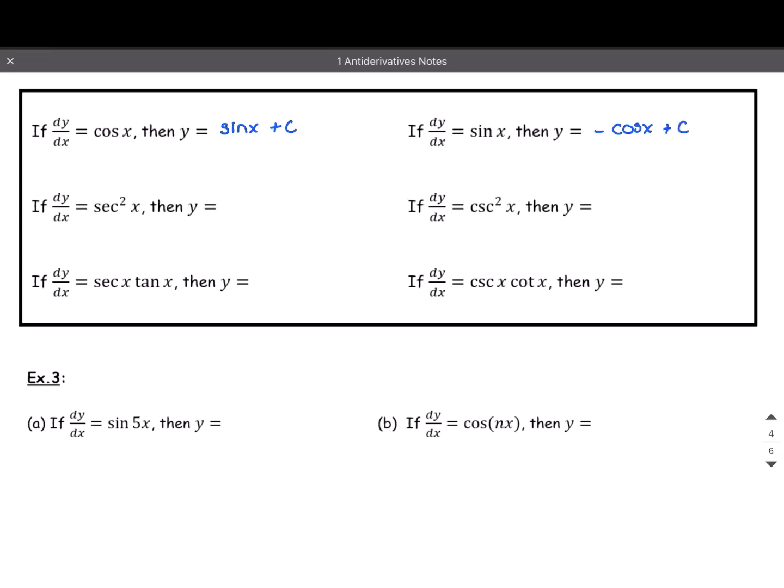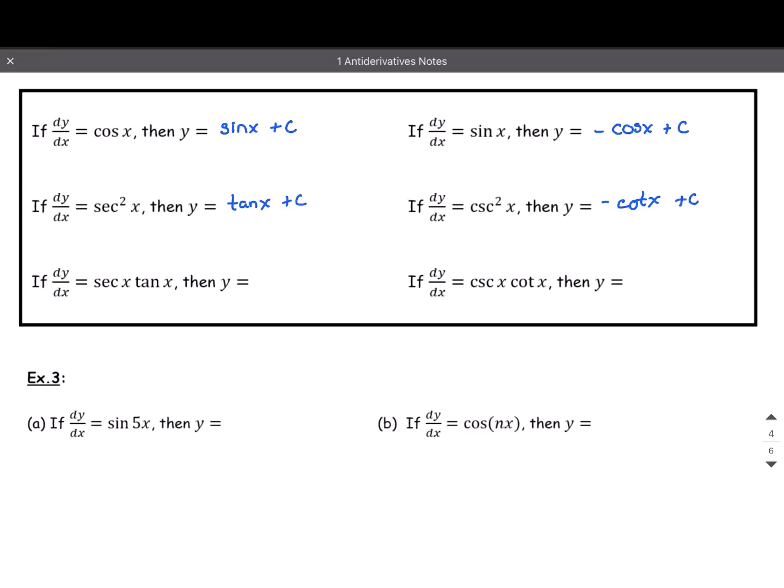Now dy/dx is secant squared x. Then y equals, what has a derivative of secant squared? That's tan x. And don't forget the plus c. Now if dy/dx equals cosecant squared of x, then y equals, what has a derivative of cosecant squared x? Not quite cotan x, but the negation of cotan x, plus c.